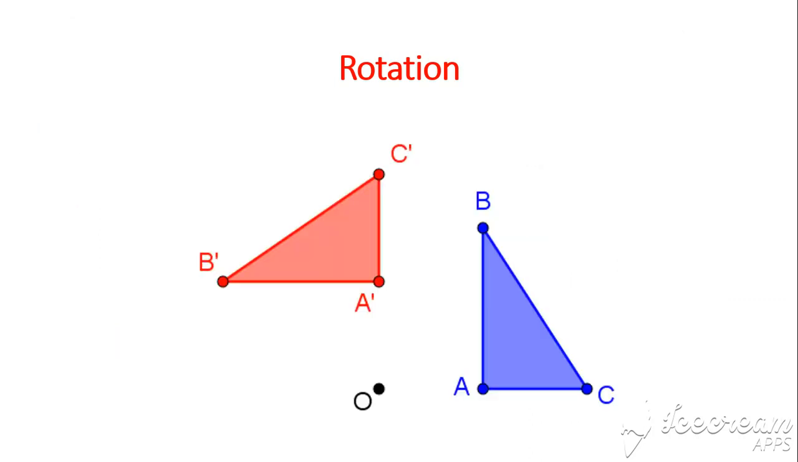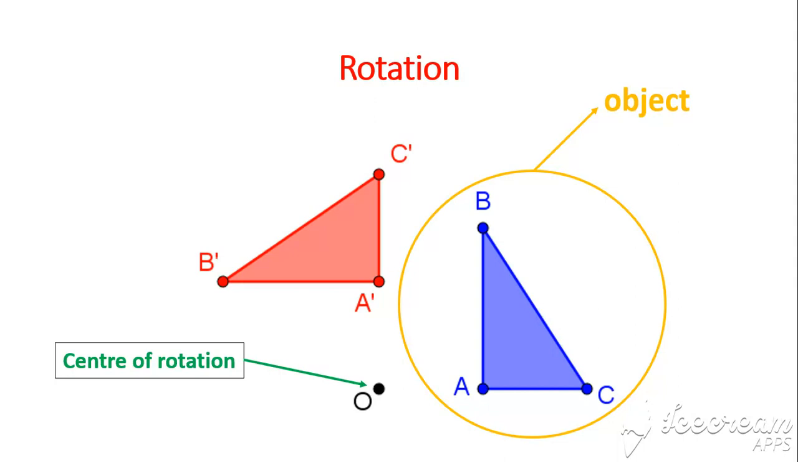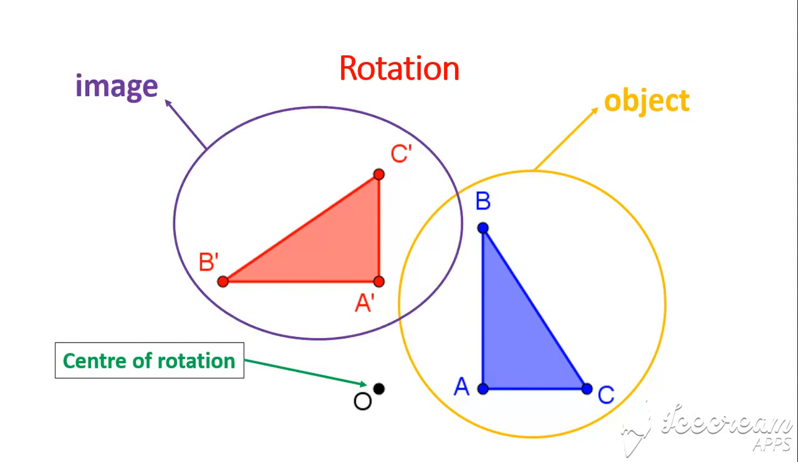Right, well here is a quick example just to talk about a couple of things. This point is called the center of rotation. We often call it O for origin. We have the original object. In this example, it's a triangle called ABC. And after we've rotated it, we have the image.